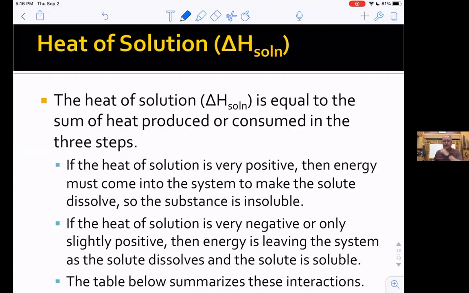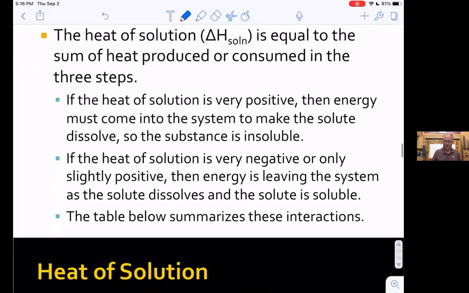And in this second bullet here, if the heat of solution is very negative or only slightly positive, like I'm saying, the energy is leaving the system, and so there's enough energy for it to occur, and so it does dissolve. And we say that solute is in fact soluble. And that reaction probably would be exothermic as a result.